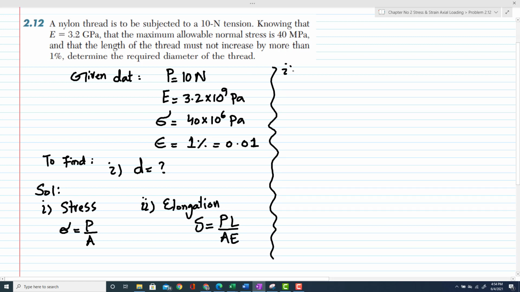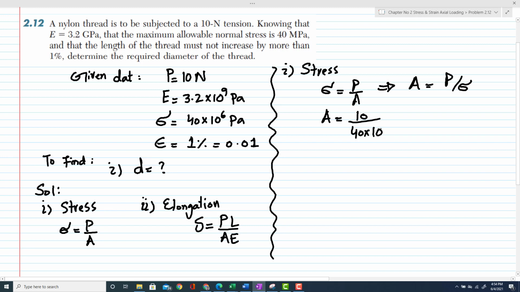The first one is stress. As we know that stress is equal to load per unit area, this implies that area will be equal to P over sigma. So area is equal to P, given as 10 Newton, and sigma, given as 40 times 10 to the power 6. So that will give you 250 times 10 to the power minus 9 square meter. Clear?